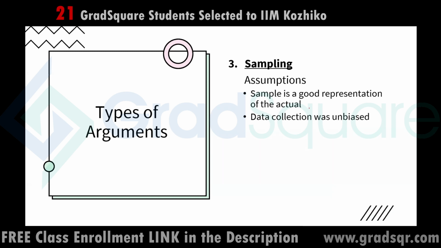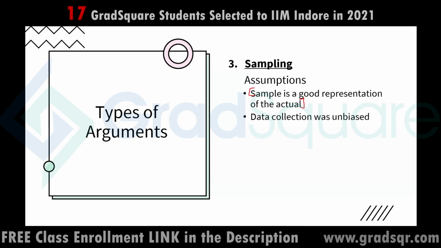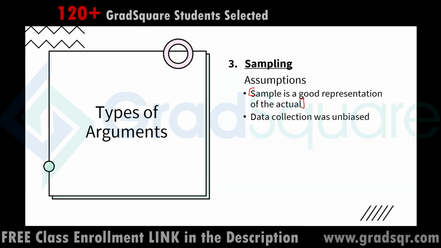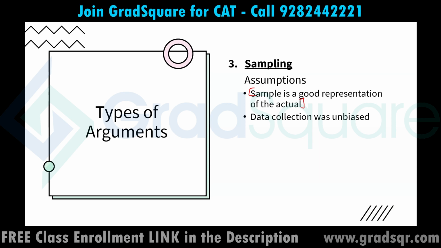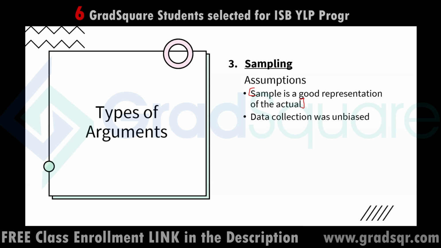The underlying implicit assumption inside a sampling kind of argument is that the sample is a good representation of the actual situation. Right? So suppose, say, my product is being sold all across the world, but I am only surveying people from, say, the southern part of India. Then my sample is actually very biased. I'm not looking at what all problems people are having across the world. I'm only conducting the survey on a particular demography. So then the sample that I picked up to survey is not a good representation of the actual situation, right?